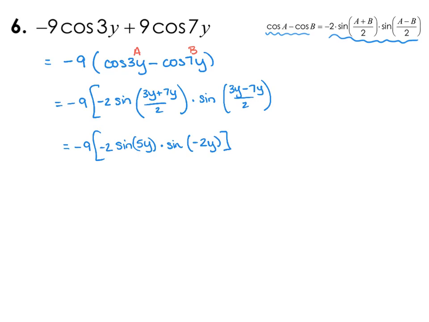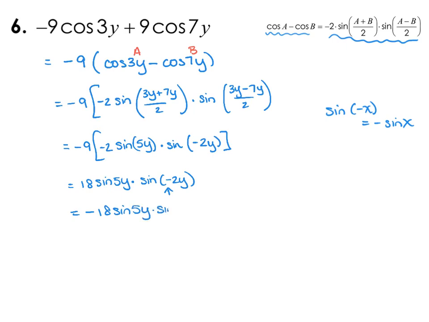So then I'm going to take the -9, multiply that by -2. So I have positive 18 times the sine of 5y times the sine of -2y. Now I can take out the negative from here and put it out in front, because remember, if I have the sine of -x, that's going to be the same as the negative sine of x. So this becomes, again, a -18 sine of 5y times the sine of 2y. And that should be your final answer for number 6.